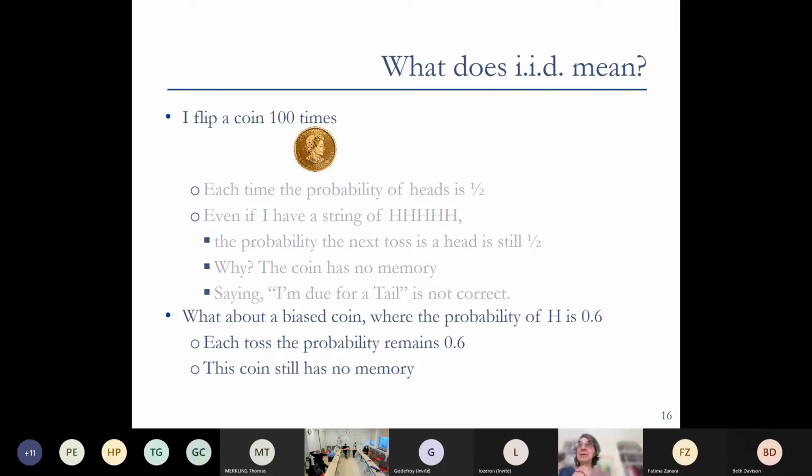But suppose you did have a biased coin where the probability of the head is 0.6. Then again, each toss, the probability remains 0.6, and this coin still has no memory. So independence, you don't have to have the same probability, but you have to have independent probabilities. Okay, next.